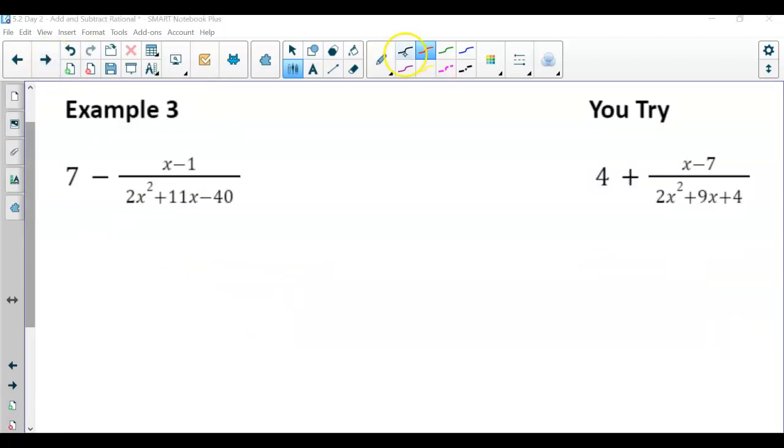Now with example 3, notice how we have a whole number. So keep in mind this is not just 7, right? But if I wanted to write this as a rational or a fraction, this is 7 over 1 minus x minus 1 over our trinomial here. So I'm going to go ahead and factor this.